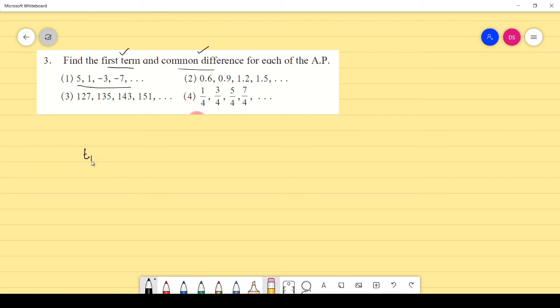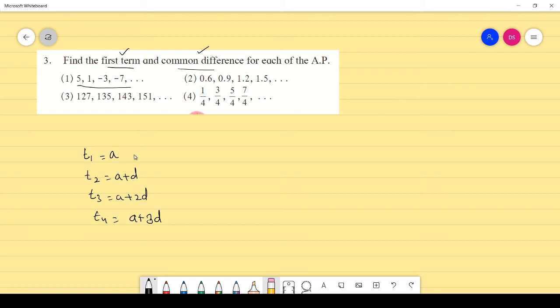Now how to solve it? T1 is equal to what? That is a, same formula. T2 is equal to what? a plus d. T3 is equal to what? a plus 2d. T4 is equal to, I'm only moving to the fourth term, you can go to the fifth, sixth, seventh, eighth term, right? The fourth term will be equal to a plus 3d. Now how to solve this kind of problem?